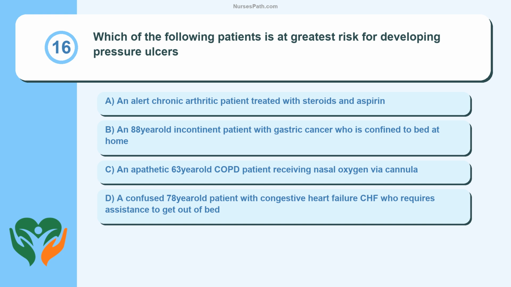Question 16. Which of the following patients is at greatest risk for developing pressure ulcers? An alert chronic arthritic patient treated with steroids and aspirin. An 88-year-old incontinent patient with gastric cancer who is confined to bed at home. An apathetic 63-year-old COPD patient receiving nasal oxygen via cannula. A confused 78-year-old patient with congestive heart failure (CHF) who requires assistance to get out of bed. The correct answer is B.